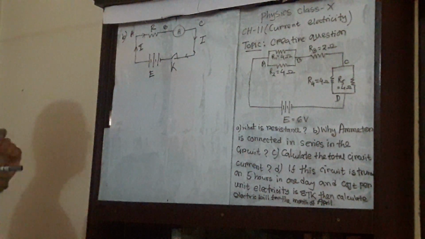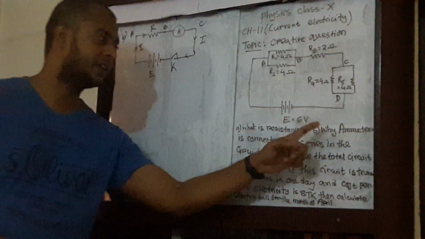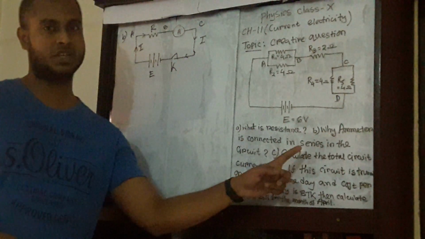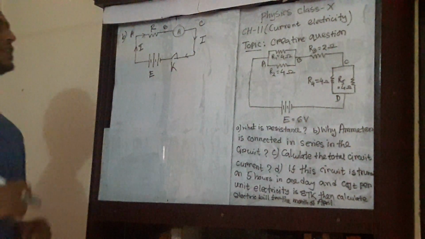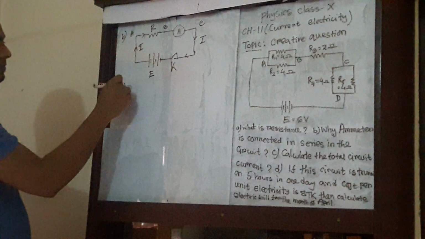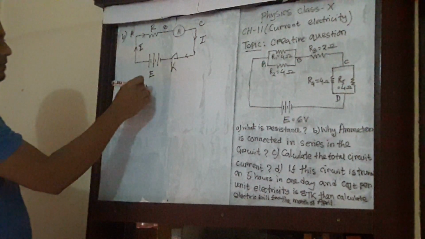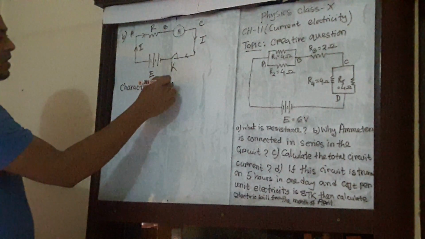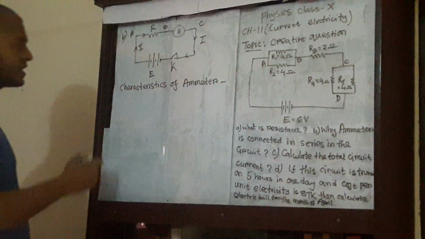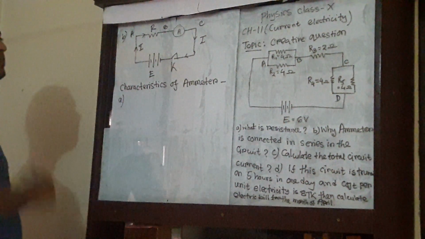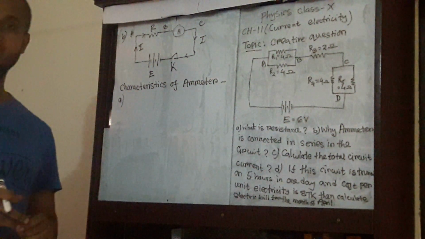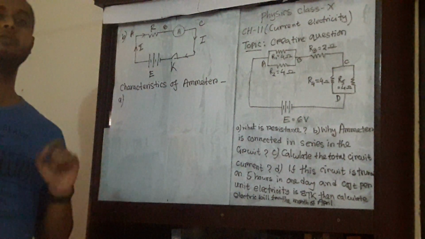Now boys and girls, the main question is, why is an ammeter connected in series connection? I can say that there are 2 reasons here. First of all, the characteristics of an ammeter. First of all, an ammeter has a very small internal resistance.